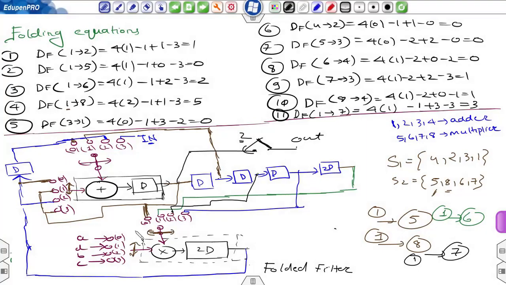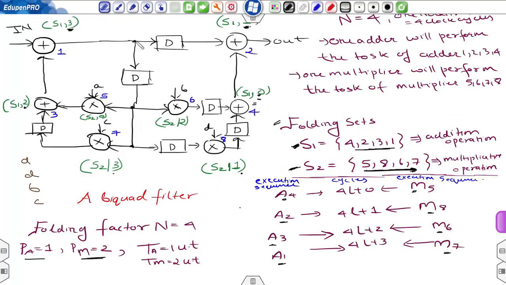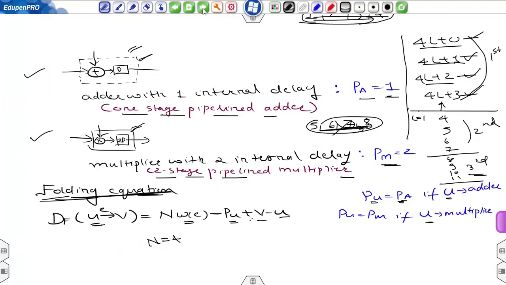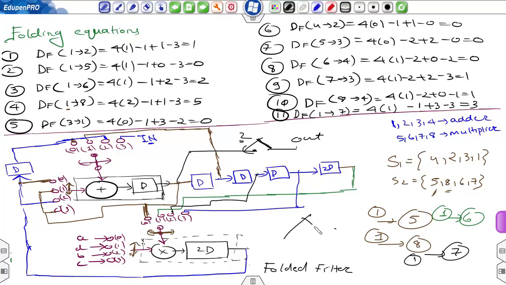Now in this folded architecture you can see that 6 delay elements are being used. Okay, and this architecture is n times slower as compared to the original architecture. So since we have reduced the area, the cost is speed. Okay, we have to sacrifice the speed of the system.